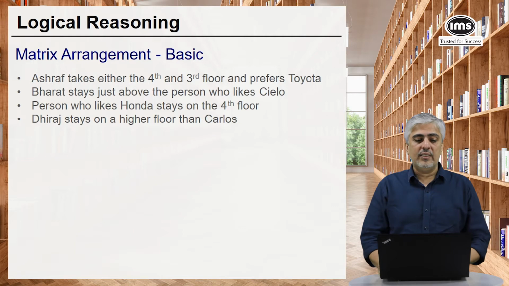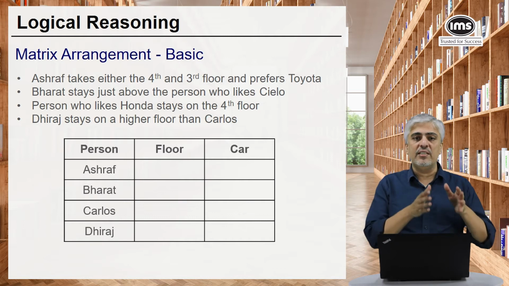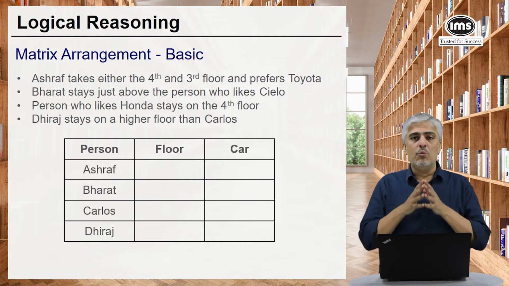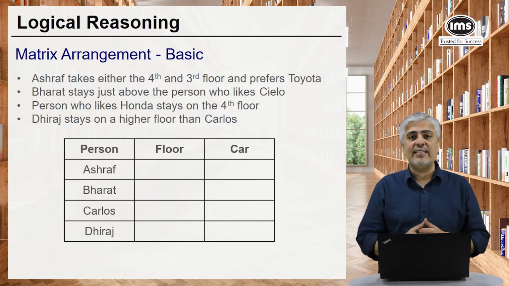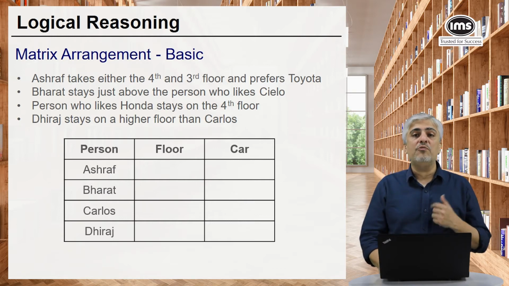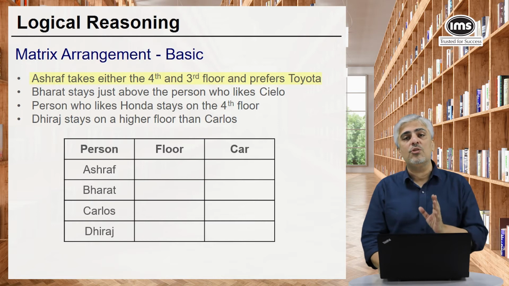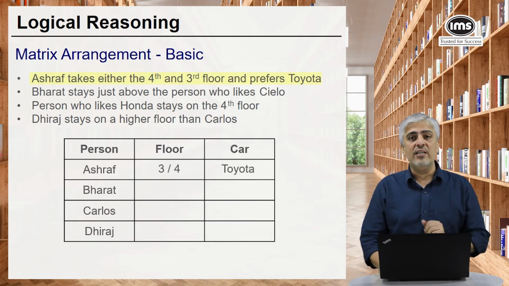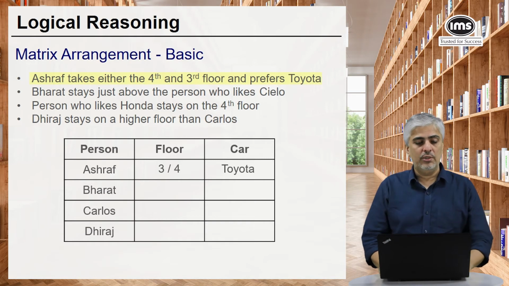First one, let's look at the information given and let's try and make our table. So, what I've done is I've created a standard table, the person, the name of the 4 people A, B, C, D, the floor and the car is blank. We'll start putting the information as we start getting them. Always look for positive information. Ashraf takes either the 3rd or the 4th floor and prefers Toyota. So, at least I definitely know the car for Ashraf is Toyota. For the floor, it is 3 or 4. So, I've just put a slash 3/4.